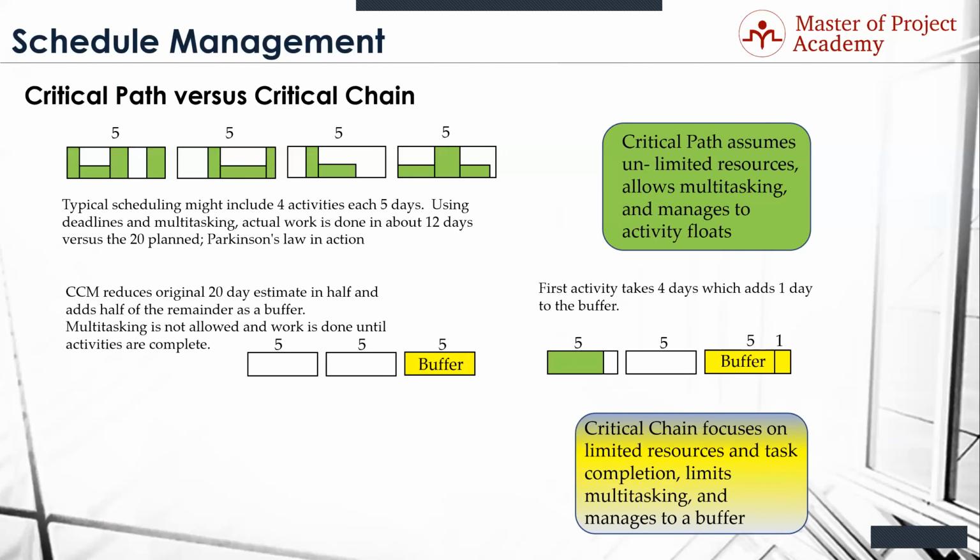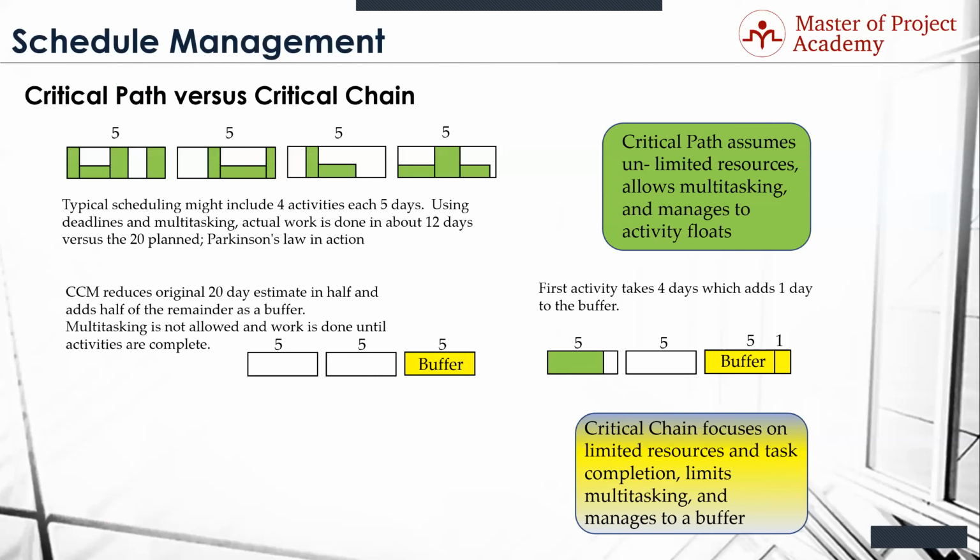So here's what we look like after our first day. We put our people to work, and our first 5-day activity got completed in 4 days. So we have an extra day. So what do we do with that extra day? We add it onto our buffer. Our buffer is now 6 days. We got 6 days of leeway.